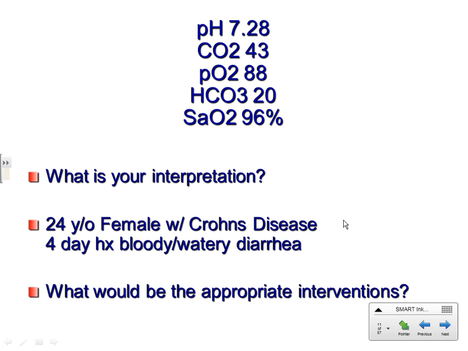No, most patients with Crohn's disease are going to need some sort of steroid treatment, usually to reduce the inflammation. And given the fact that she's had a 4-day history of bloody diarrhea, what do you anticipate you might have to give that patient? A blood transfusion. So at the very least, you're going to be doing a CBC to see where the H&H is and probably doing a blood transfusion.